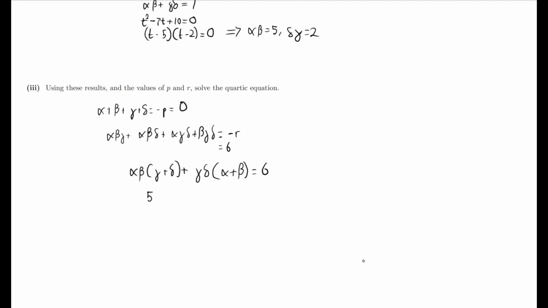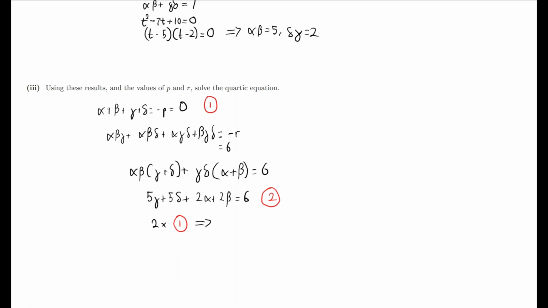So we can factor out alpha beta from the first two terms to get alpha beta times gamma plus delta. And we can factor out gamma delta from the last two terms to get gamma delta times alpha plus beta. We know that alpha beta is equal to 5. So we get 5 gamma plus 5 delta. And similarly, we know that gamma delta is 2. So we get 2 alpha plus 2 beta is equal to 6. Now I'm going to call this equation 1. So 2 times equation 1, and I'm going to call this equation 2.